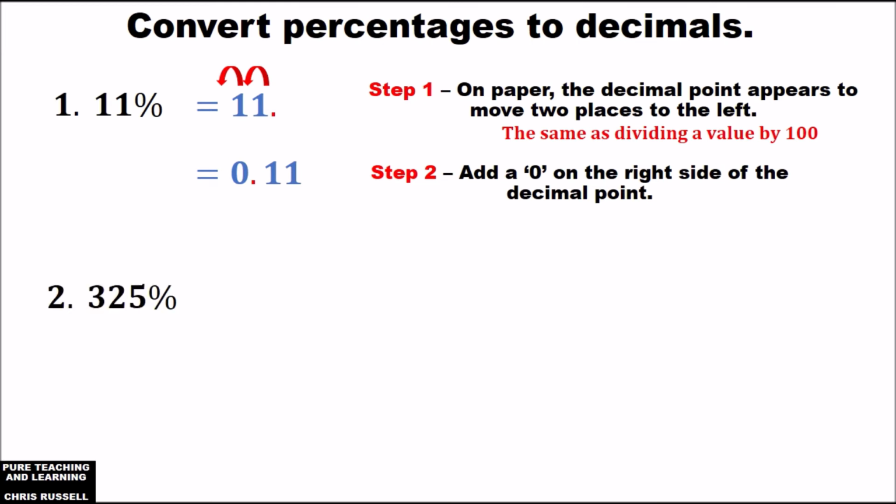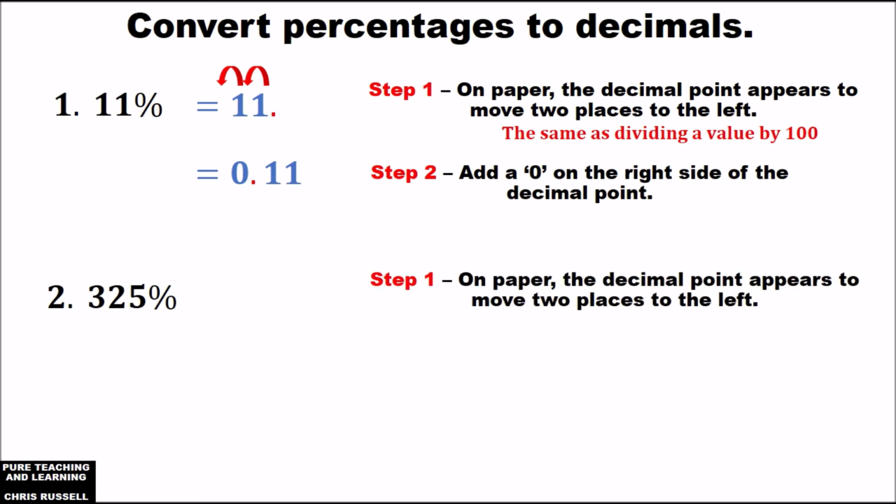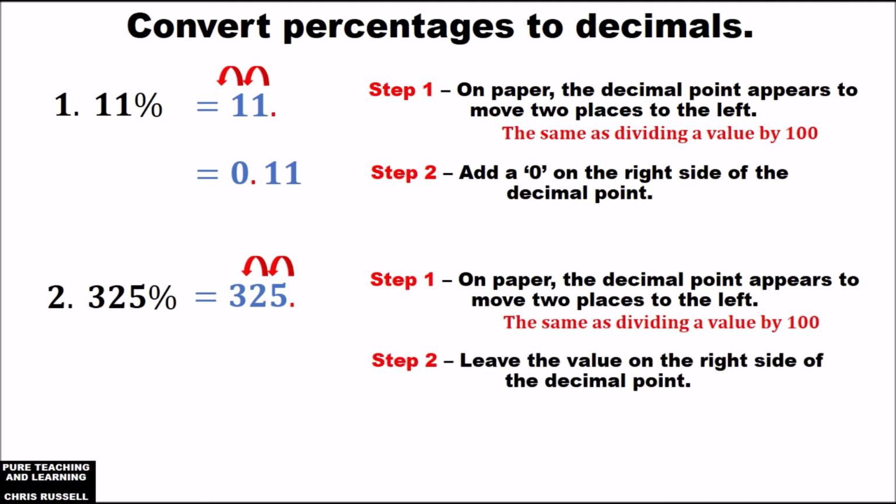Okay, here we've got 325%. Step 1, again, on paper, the decimal point appears to move 2 places to the left. This is the same as dividing a value by 100. So here we've got 325. Again, on paper, we're going to move the decimal place 2 places to the left. In step 2, leave the value on the right side of the decimal point as so. So therefore we have 3.25.